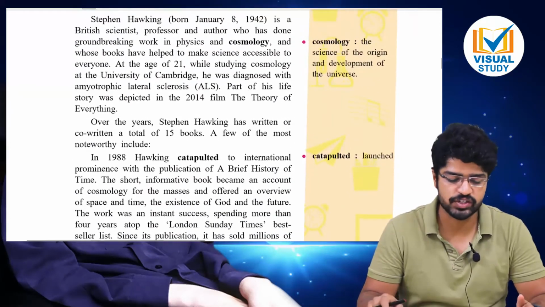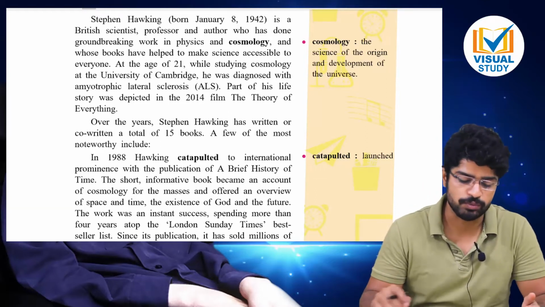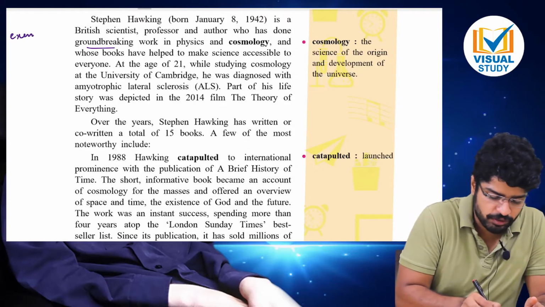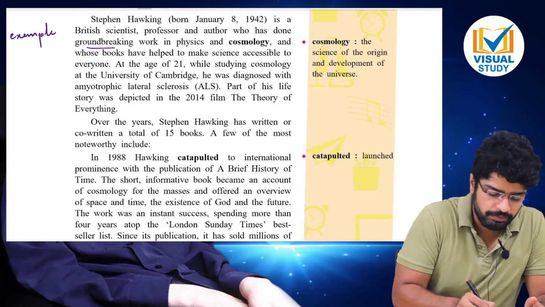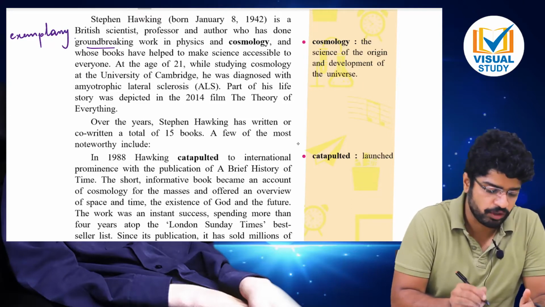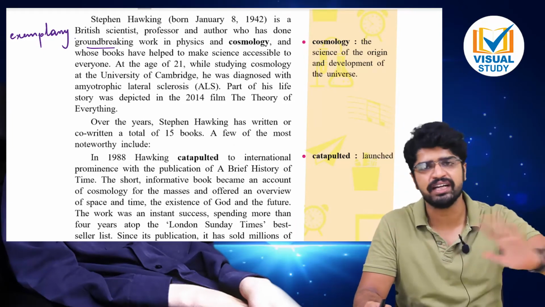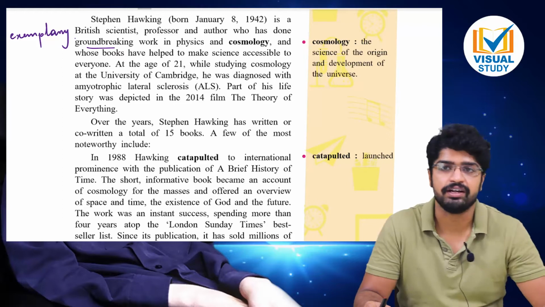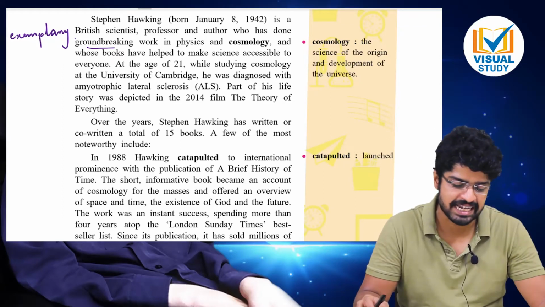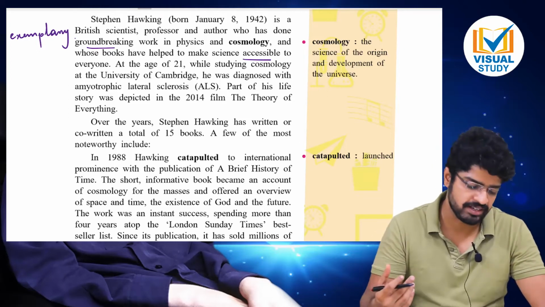42, is a British scientist, professor and author who has done groundbreaking work in physics and cosmology. Okay, groundbreaking is exemplary. I'll write the meanings, my dear friends. It's a request to you that you have a note of this as well, because this one word or synonyms are an important fact. So exemplary means something was done groundbreaking, मतलब दुनिया को हिला देने वाला ऐसा कुछ काम करके रखा है. Work in physics and cosmology, and whose books have helped to make science accessible to everyone. Accessible is easily attainable, okay, comfortable.